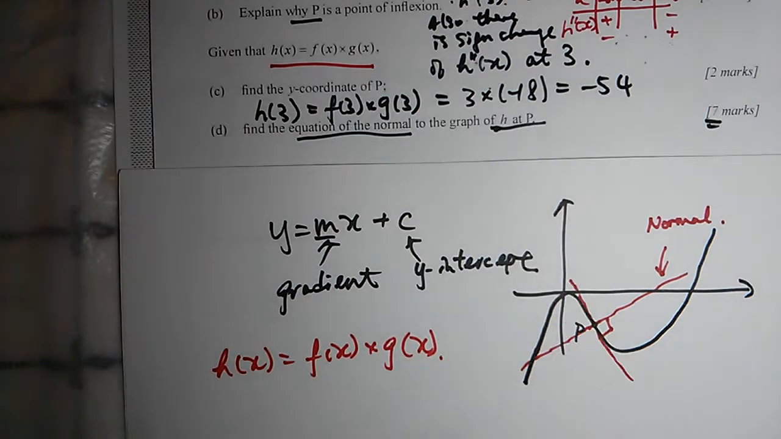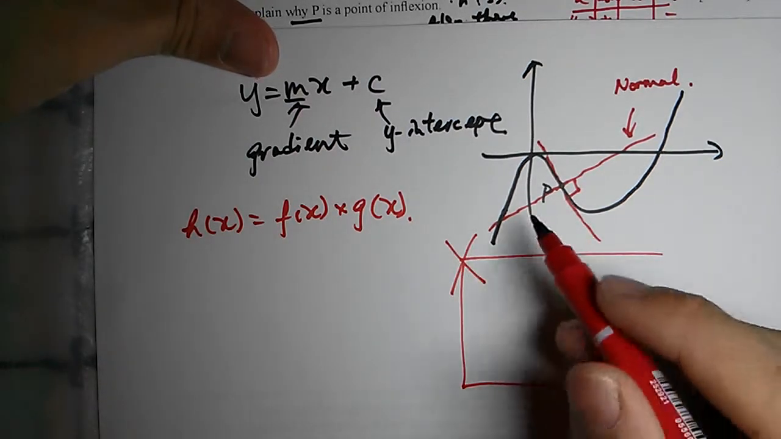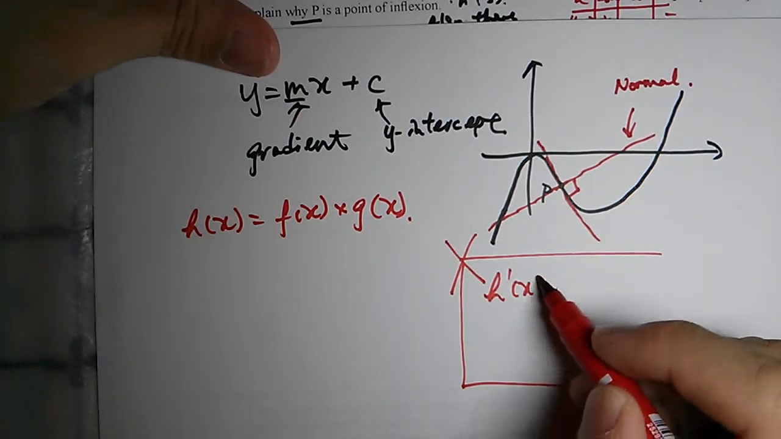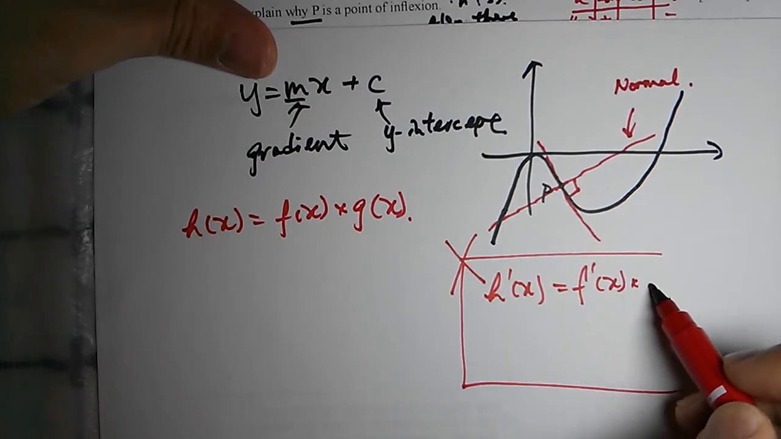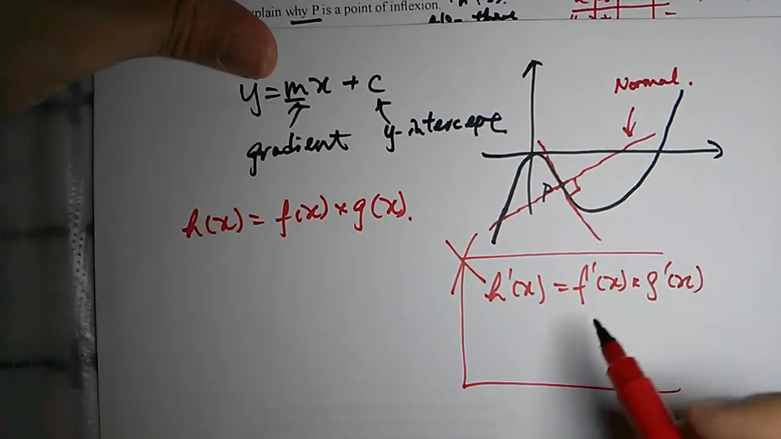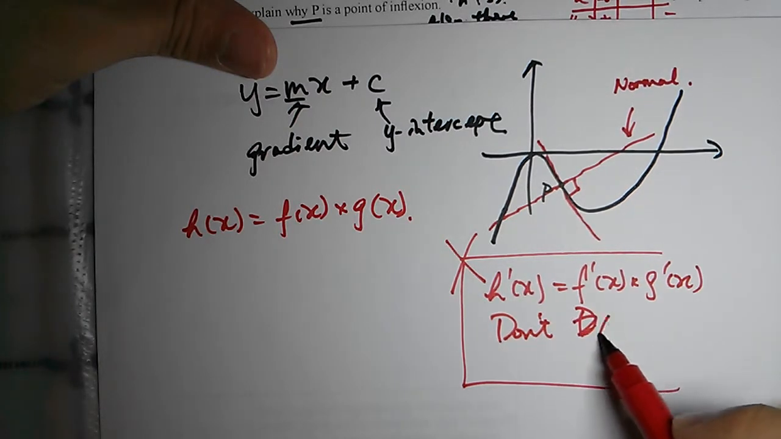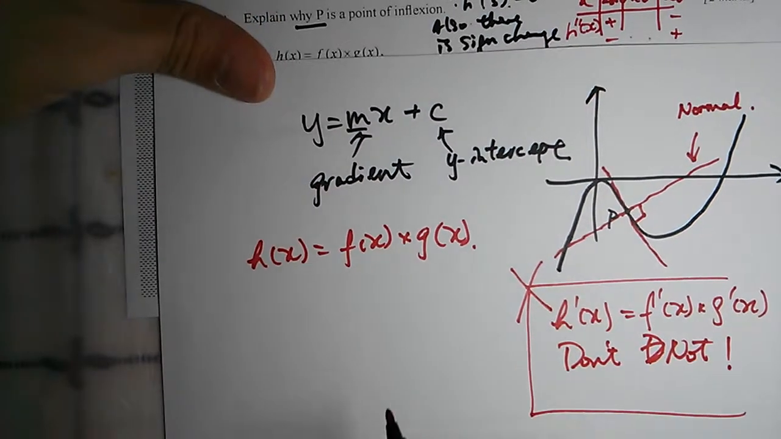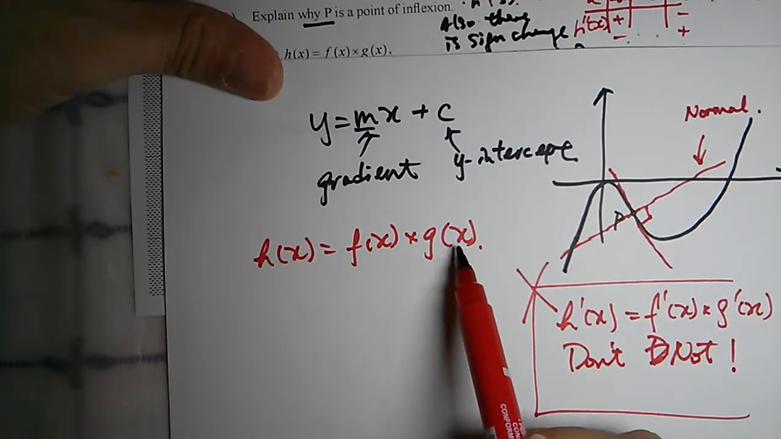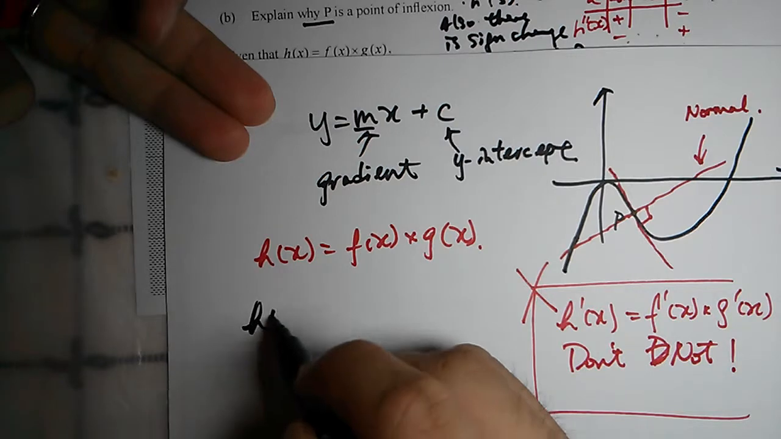Now what you do not do is think that h prime x, the derivative of h, is f prime x times g prime x. This is totally not true. Do not do this. Why? This is a concept thing. Two things multiplied together, how do you differentiate this? You use the product rule. So do you still remember the product rule?